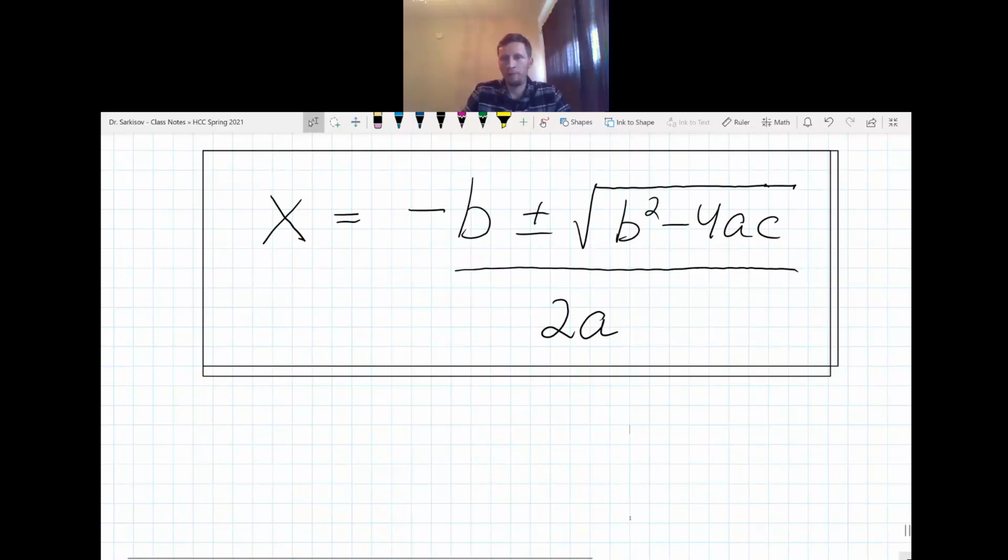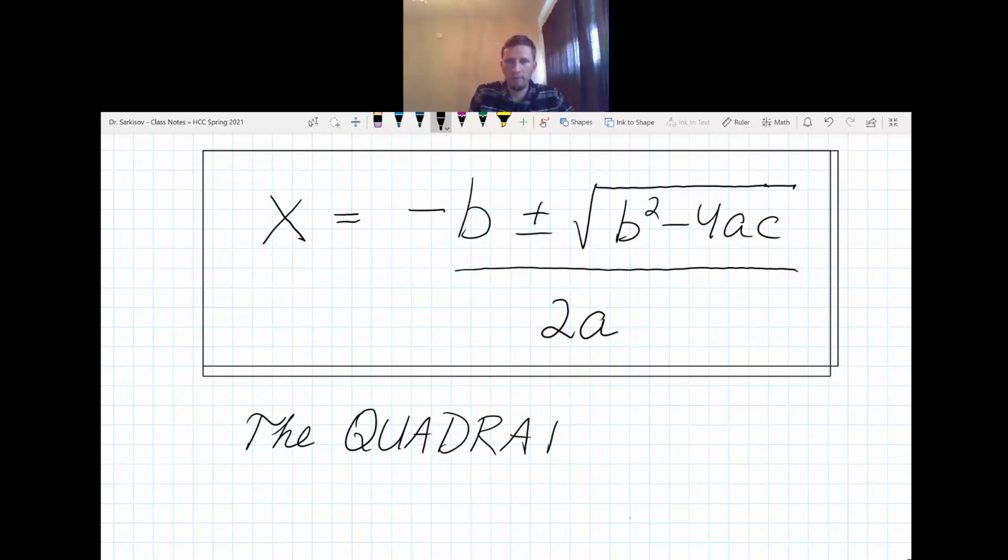So I'm going to box that. I'm going to call this result the quadratic formula. That's what this is. I'm going to write it in all caps, printed: Quadratic Formula. Yep, that's what it is. That's our quadratic formula. All right, we found the quadratic formula.